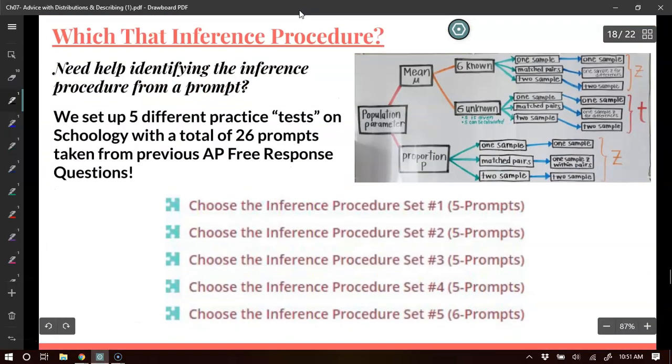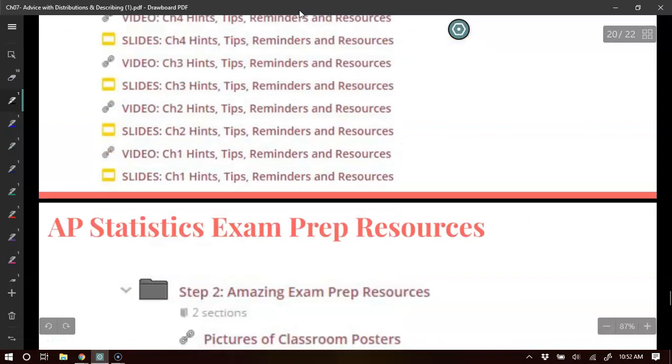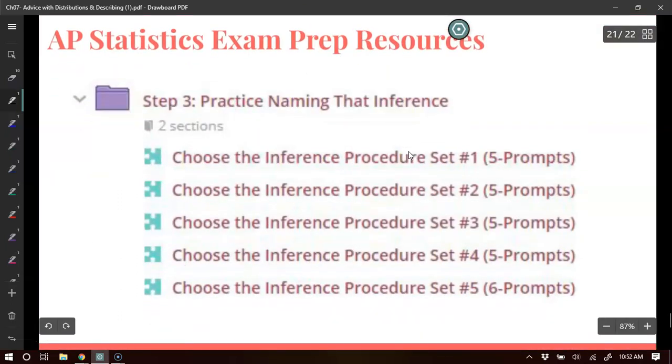We also have, if you want to practice naming that inference, we created 5 choose-the-inference-procedure tests on Schoology. And you can look at those. There are 26 previous AP prompts you can take a look at for it. Also, there's the step 1. These are all the previous videos on Schoology. Step 2 has the amazing exam resources. You can see right there, pictures of classroom posters is now in that one. Step 3, practice naming that inference. There's those 5 tests you can take.